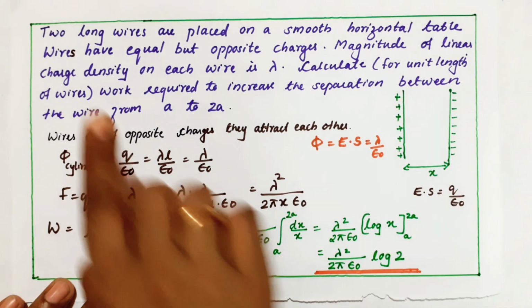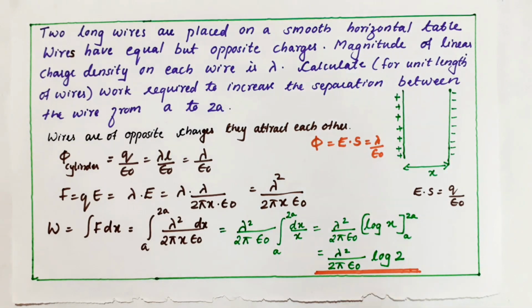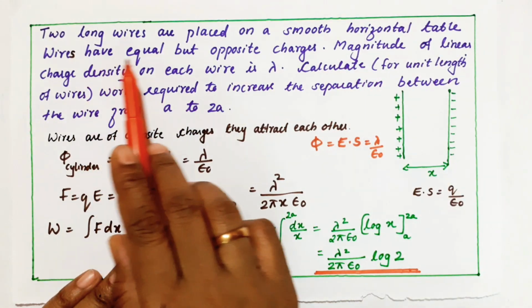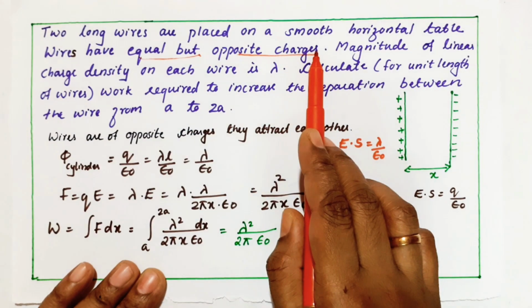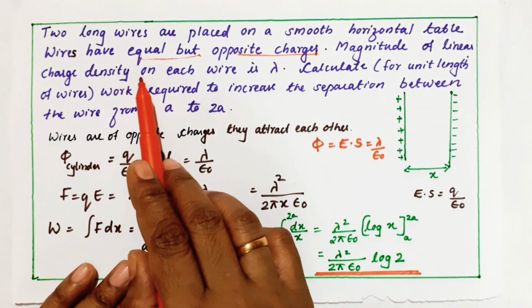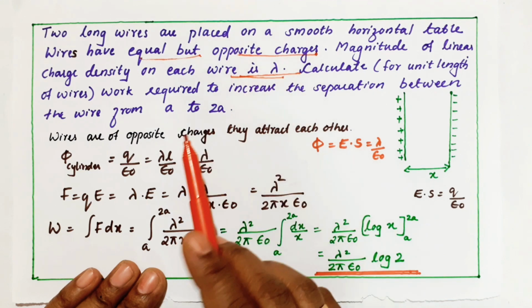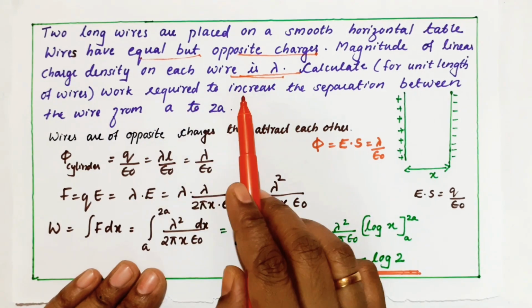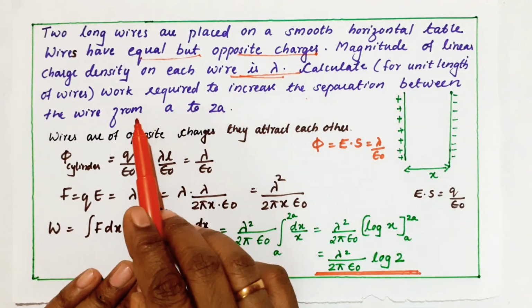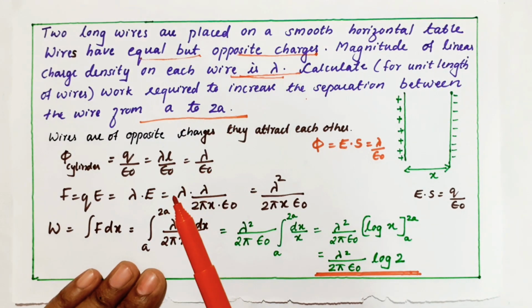See the question. Two long wires are placed on a smooth horizontal table. The wires have equal but opposite charges. The magnitude of linear charge density of the wire is lambda. Calculate the work required to increase the separation between the wires from A to 2A.